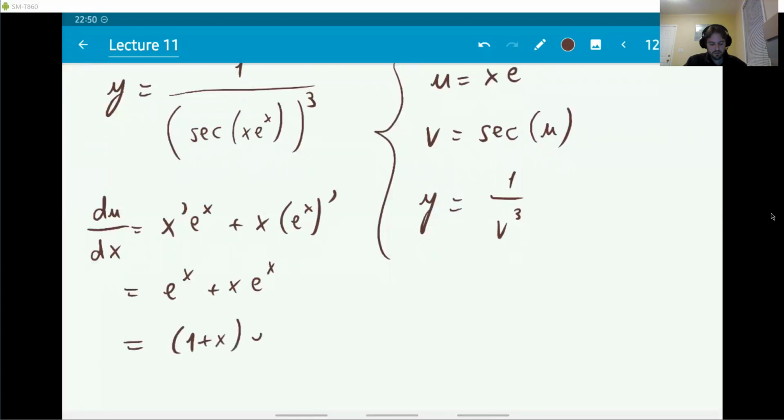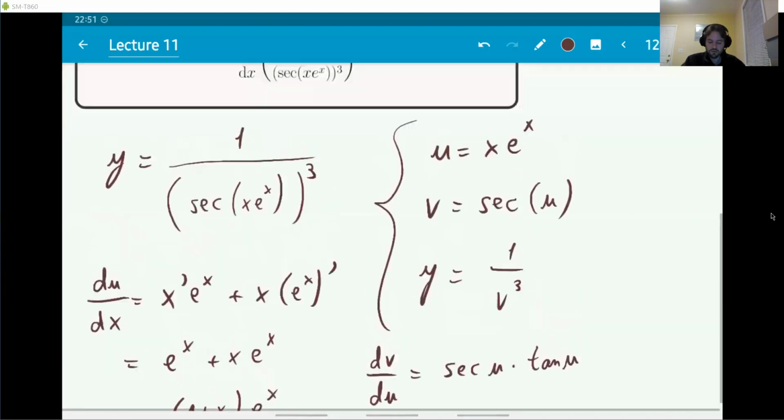To write this as 1 plus x e to the x. That's du dx. Then dv du: the derivative of secant is one of those that I told you should probably memorize. It is secant times tangent.